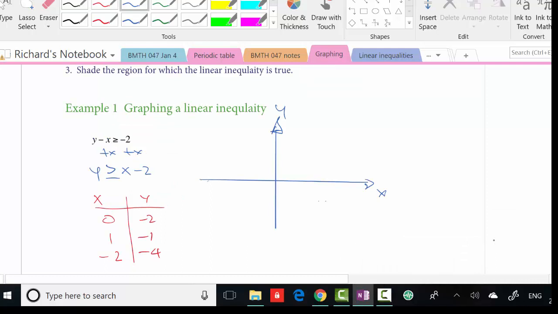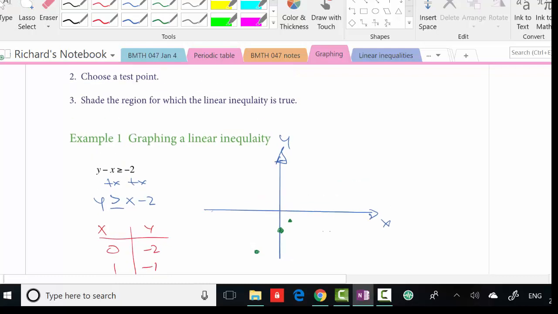So I've drawn my axes. Now I'm going to plot some points. When x is 0, y is minus 2. So I'll say that's a point somewhere there. And when x is 1, y is minus 1. Let's put that there. And when x is 2, y is minus 4. Let's say there's a point down there. So now I'm going to draw my boundary line.